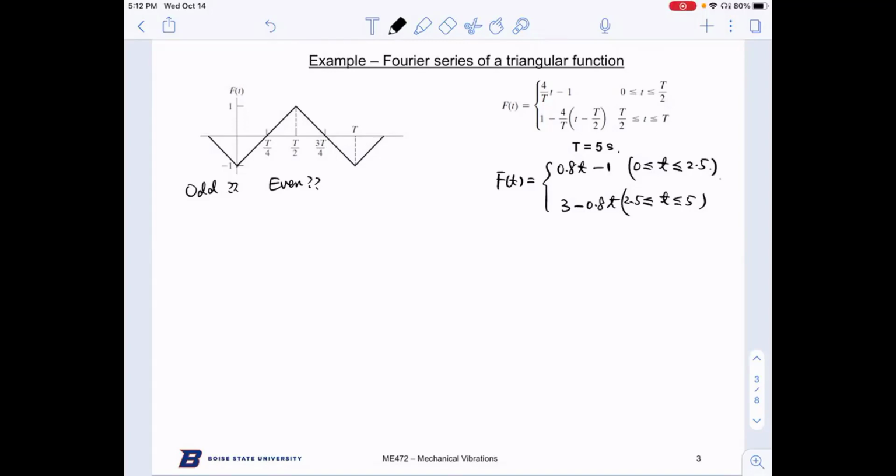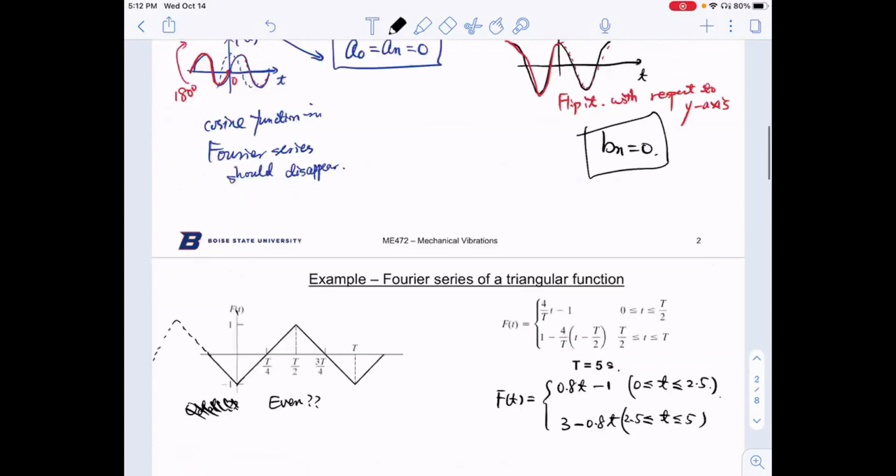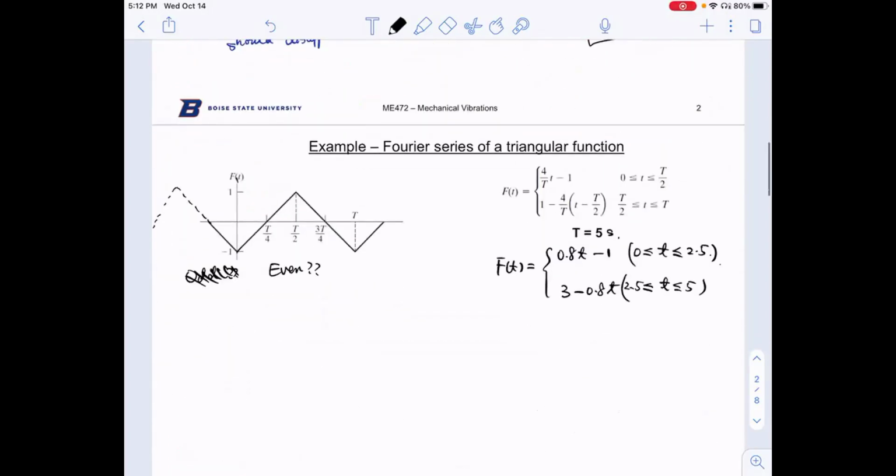Wouldn't that be an even function? Yes, right? Because if you continue drawing these, it's actually symmetric with respect to your y-axis. So that means we have an even function. So let's go back. If we have an even function, that means Bn is 0. That's nice. We only need to calculate A0 and An.